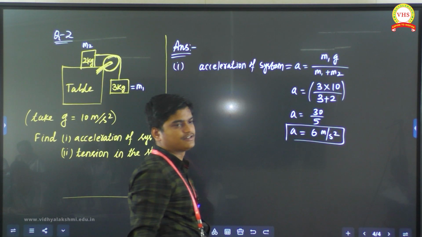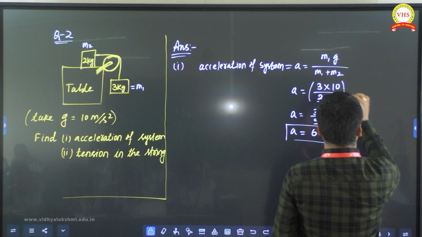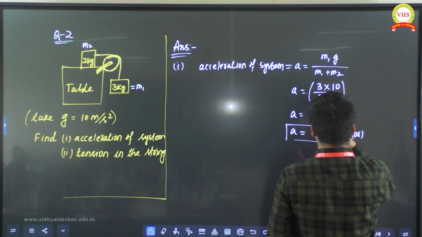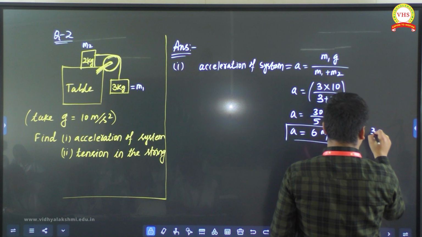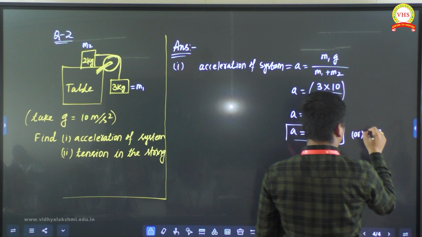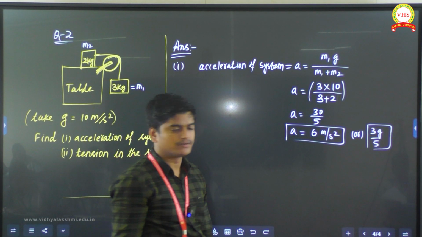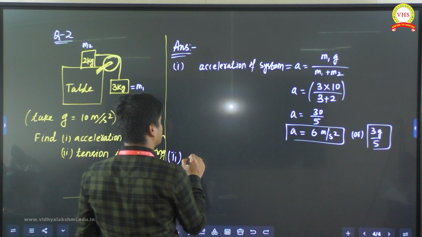This is your acceleration. Or in terms of G, if you want to write, you have to keep G. Then it will be 3 by 5, or 3G by 5. In terms of G, it will be 3G by 5. Okay. Now the second one: tension.